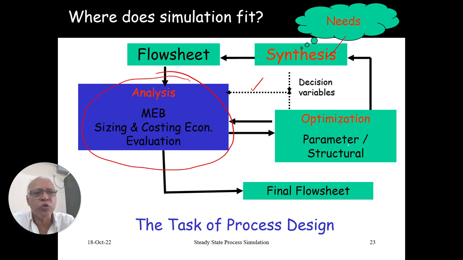Now for example, if you are trying to optimize parameters like flow rates, temperatures, pressures, concentrations, we may call it parametric optimization. But if you try to look at changing the equipment of one form to the other, like you replace a CSTR with a PFR, or replace a distillation column with a membrane unit, then we may call it structural optimization. Synthesis is where you are going to take some decisions based on certain heuristics.